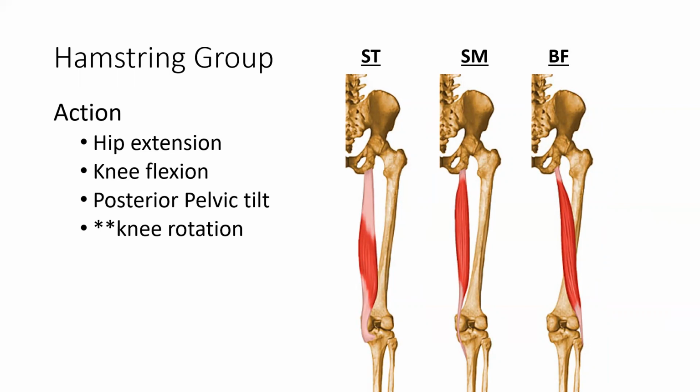So the tibia does rotate medially and laterally. Think about if you're sitting, but this only occurs when the knee is in flexion. When the knee is in extension, we cannot have knee rotation. When the knee is in flexion, we can have tibial rotation. The medial hamstrings will cause internal tibial rotation, and the lateral hamstrings, external tibial rotation.